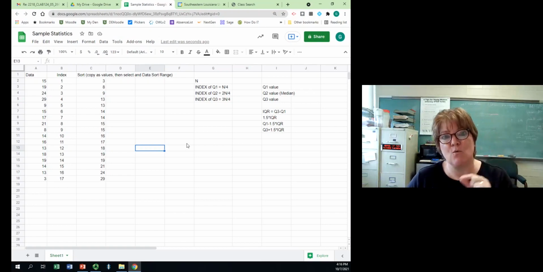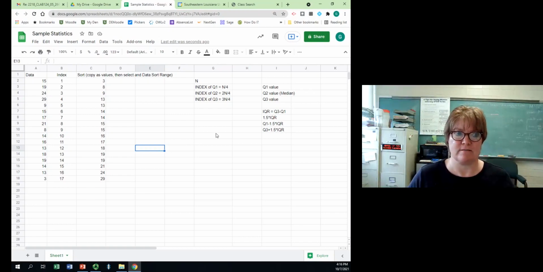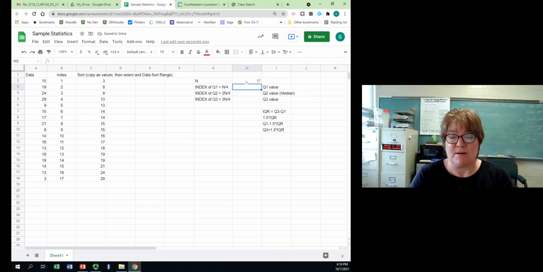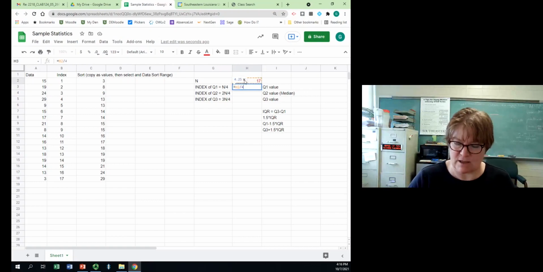I need to figure out which values are my first quartile and my third quartile, and I may as well figure out the median, which is essentially the second quartile, halfway in the middle. From my index, I can see the last one is number 17. So N is how many samples I have: 17. I want to figure out the index by taking 17 and dividing it by 4 for the 1/4 and the 3/4 of 17. So I'm going to type equals 17 divided by 4.